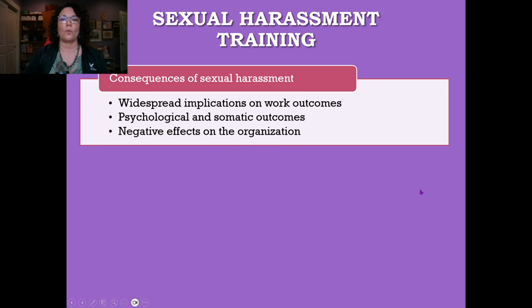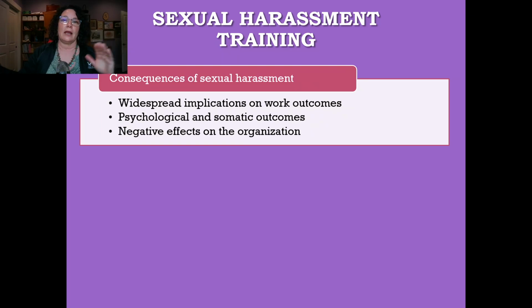There are widespread implications on work outcomes. People who are sexually harassed oftentimes have psychological effects that cause them to have difficulty focusing. Maybe they start to get angry because it feels like nobody's noticing or taking care of them, and so maybe they start to do some retaliatory things. There are also somatic outcomes, where their bodies are actually showing symptoms. They're having stomach aches, headaches, sleepless nights that can cause them to then not come to work, things like that.